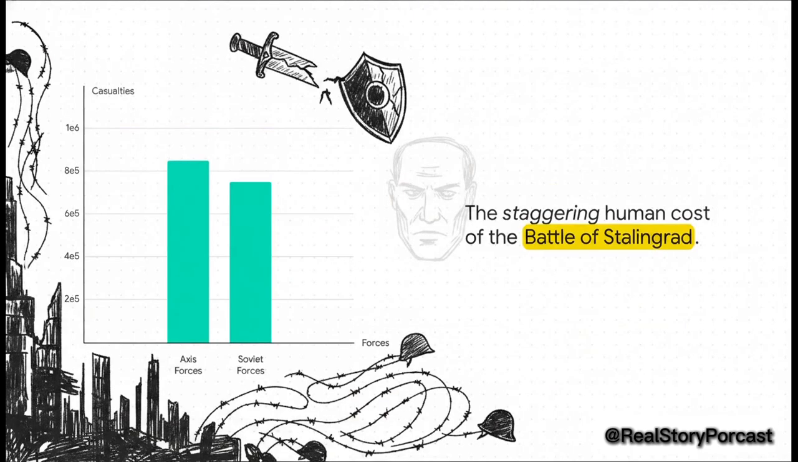To put the human cost of this single, pivotal battle into perspective, it's just staggering. We're talking 850,000 casualties for the Axis forces and 750,000 casualties for the Soviet forces. That is over 1.5 million casualties in one single city. Stalin considered these unimaginable losses strictly necessary because surrendering Stalingrad would have meant an irreversible victory for the Nazis.